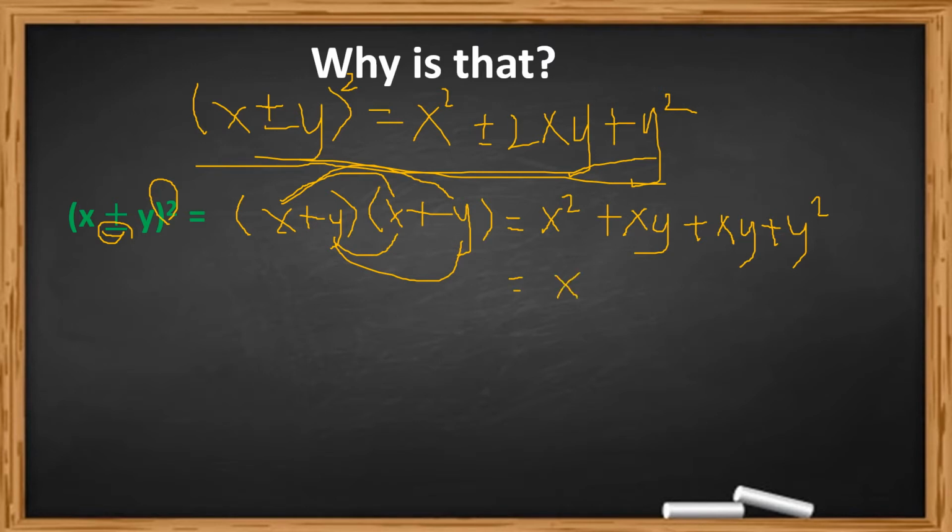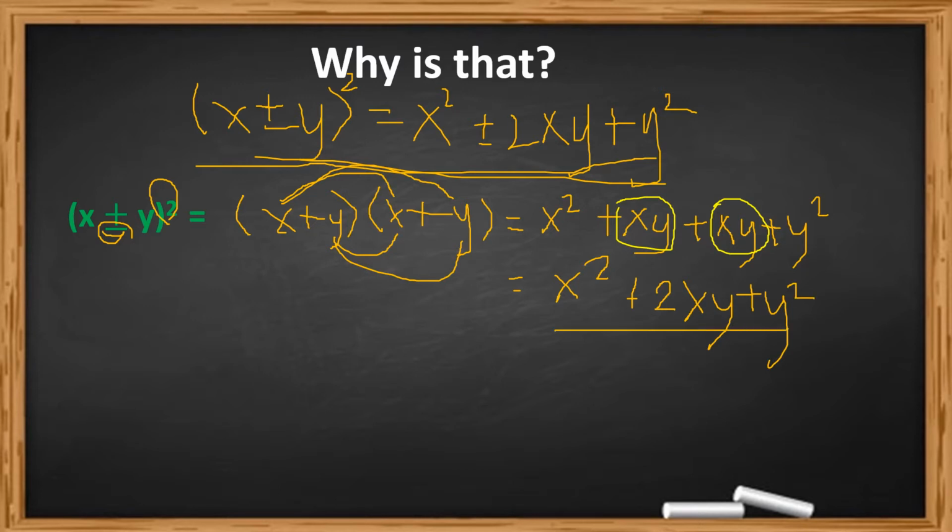So simplifying by combining similar terms, x squared plus, we have similar terms here, namely xy and another xy. We just have to add their numerical coefficients. So there are two of them, so 2xy plus y squared. And there we are. We have shown that (x plus y) squared is just the same as the perfect square, x squared plus 2xy plus y squared.